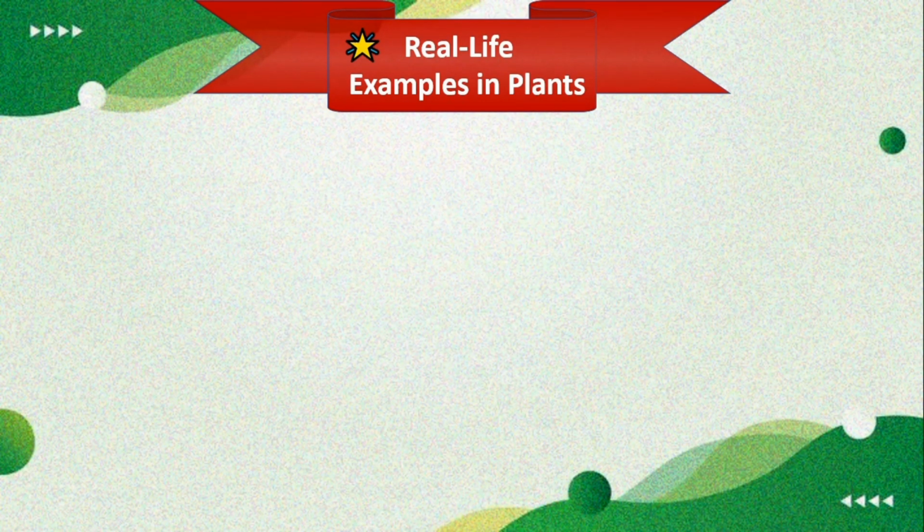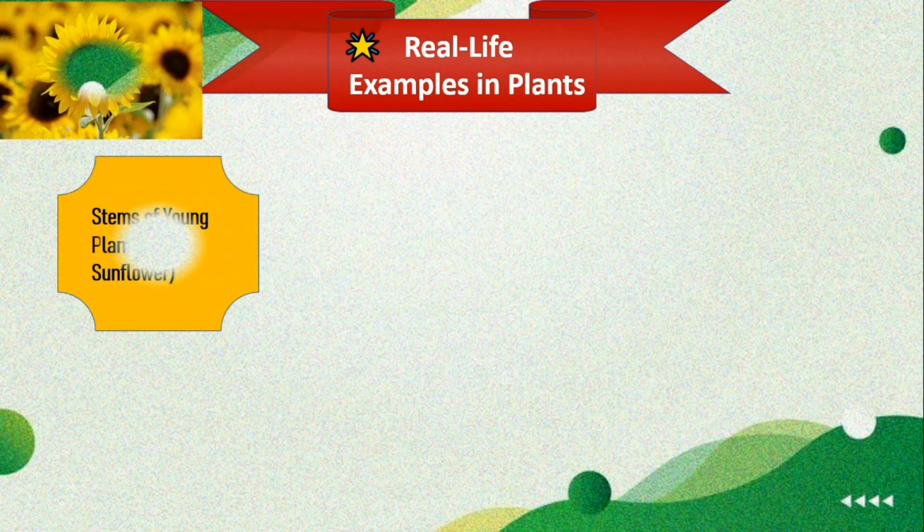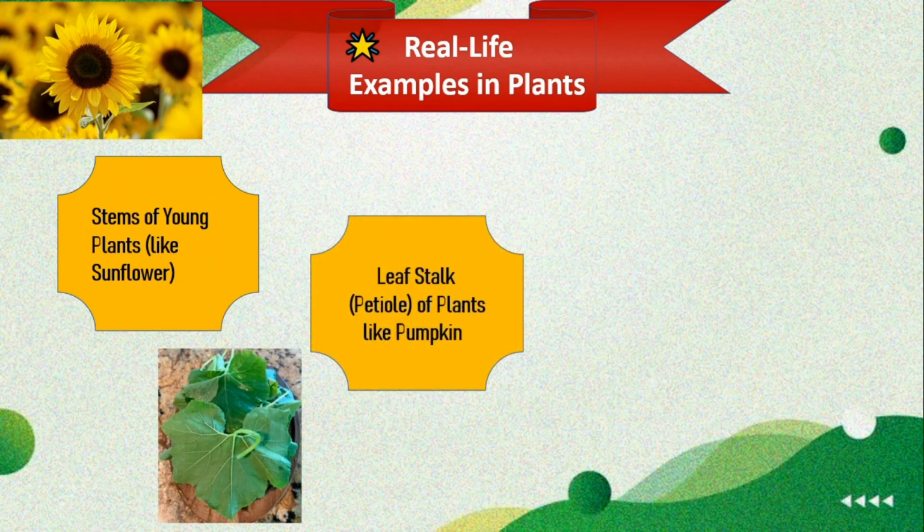Now we will see some real life examples in plants. If you gently bend a young sunflower stem, it bends but doesn't break easily. That's because of the collenchyma. Then you might have seen the pumpkin, right? When you hold a pumpkin leaf by its stalk, it is firm but flexible. So collenchyma is present in the petiole. That's why it is flexible.